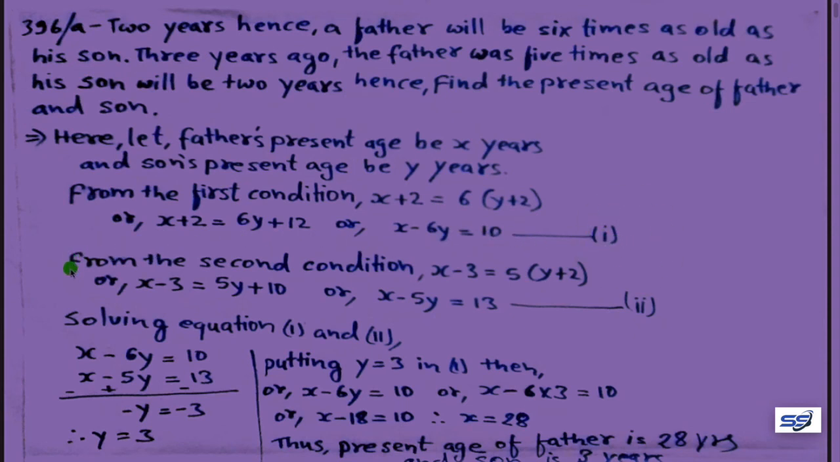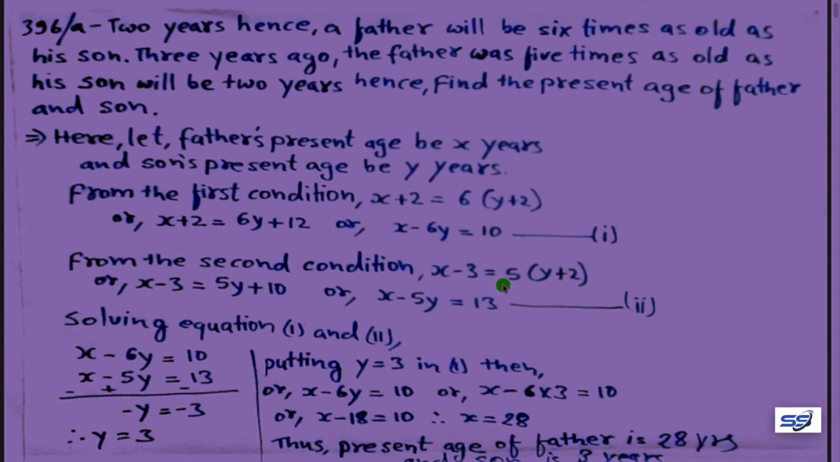Now from the second condition. Second condition given that 3 years ago, it means before. Three years ago means x minus 3 equals 5 times as old as his son will be 2 years hence. It means x minus 3 equals 5 into y plus 2. Two years hence means y plus 2, and 5 times means 5 is multiplied with y plus 2.